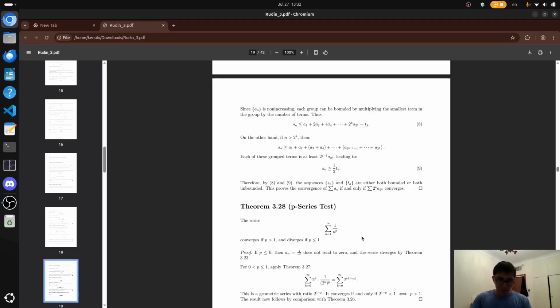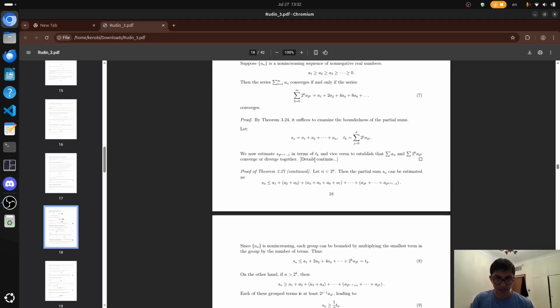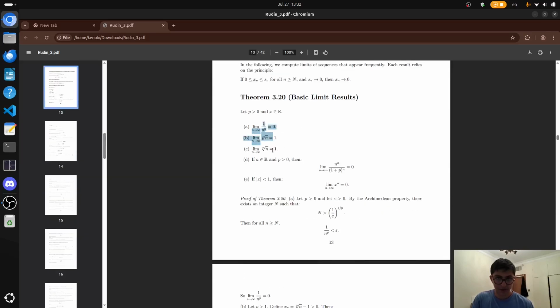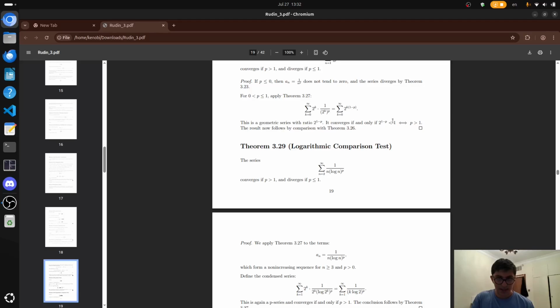Now we have the p-test. So this series, 1 over n to the p, converges if p is greater than 1 and diverges if p is less than or equal to 1. We use the theorem over here. We take 2^k times 1 over (2^k) to the p, and we're going to get this. The ratio is 2^(1-p), and this is less than 1 when p is greater than 1. We're using the property that we saw for the special limits over here, for these ones. This is what we're using. So you're going to get that it converges for p greater than 1 and diverges if p is less than or equal to 1.